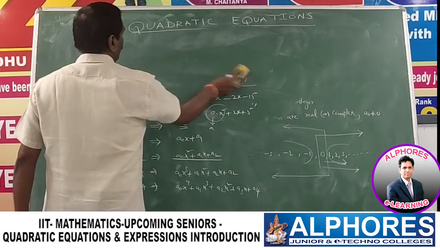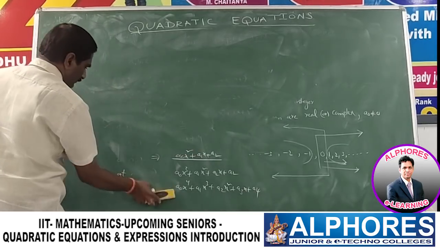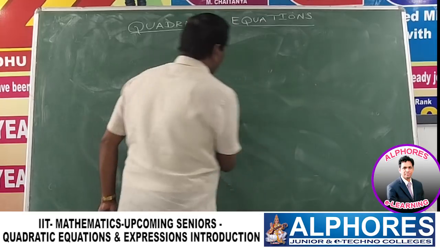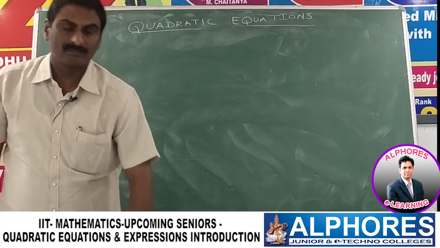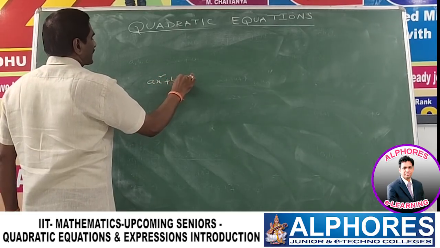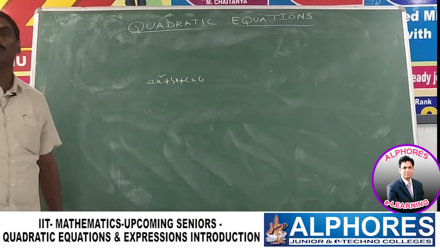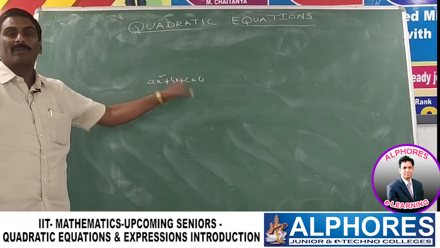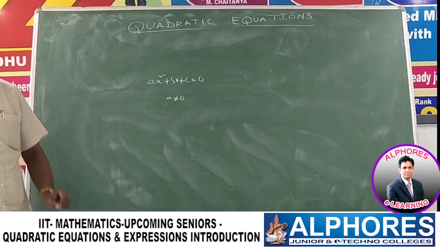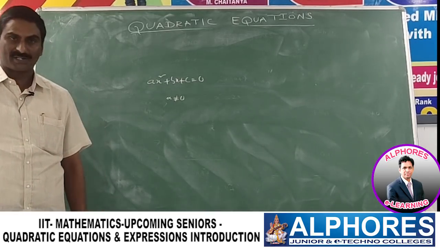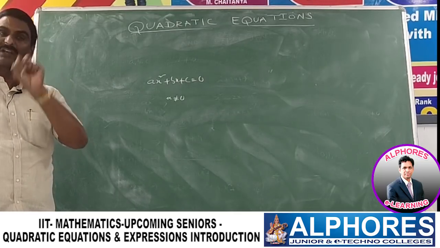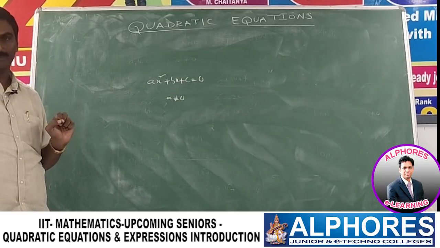Next, quadratic equation. What is the quadratic equation? The equation which is in the form of ax square plus bx plus c is equal to 0, where a, b, c are real or complex numbers, such that a not equal to 0, is said to be a quadratic equation. In polynomial, there is only one variable, single variable x.